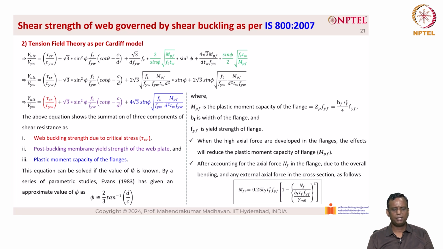By a series of parametric studies, Evans in 1983 — Evans was basically the doctoral advisor for my master's advisor, Professor N. Shanmugam, who did his PhD under Professor Evans at Cardiff University — has given an approximate value of phi as phi equal to 2/3 of tan inverse d by c.